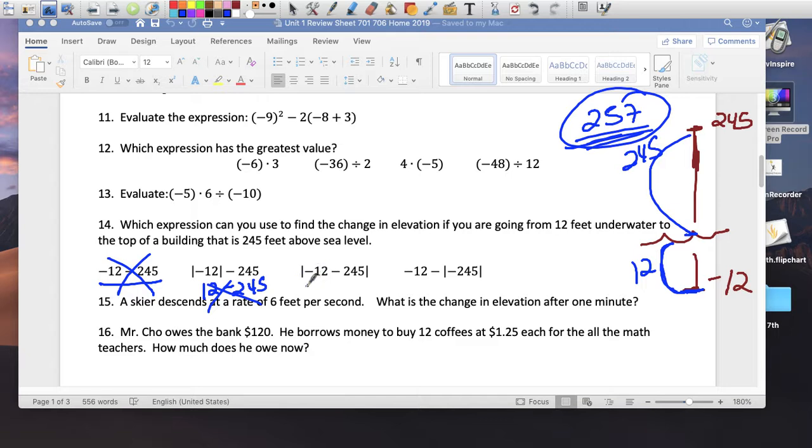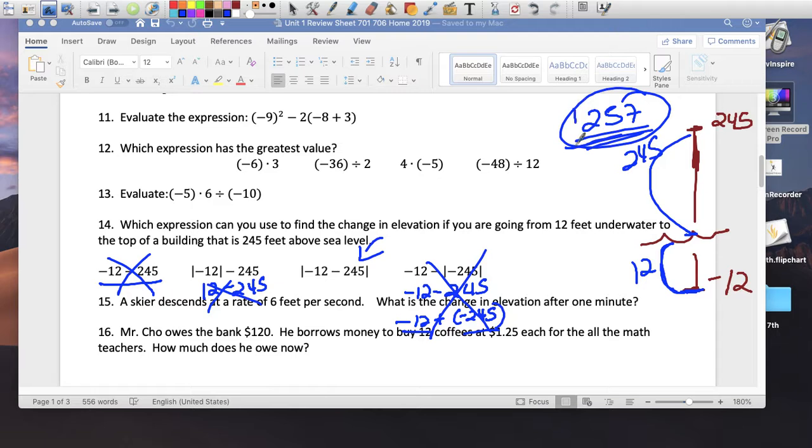Again, we can eliminate this one too. It's negative 12 minus the absolute value of negative 245, which is 245. This becomes a subtraction problem: negative 12 plus negative 245. You can tell that's going to give me a negative answer, right? Because they're both negative. So this is also garbage. The only one that's left is this. Unless your teacher made a mistake, that should be your answer. So it's process of elimination, using what you already know.